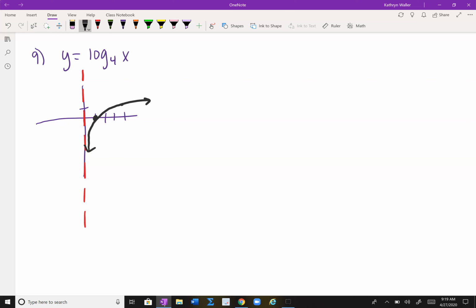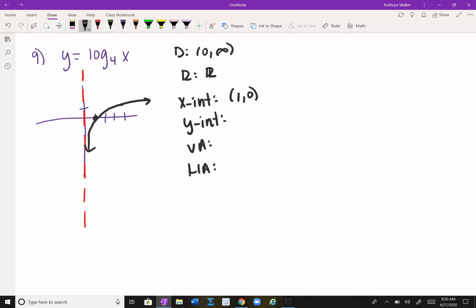Okay, and then they're asking you to find the domain. Look at the graph. That would be 0 to infinity. The zeros close with a parenthesis. Range is from the bottom to the top, all real numbers. And then we have x-intercept, y-intercept, vertical asymptote, horizontal asymptote. Okay, so x-intercept, you can look at that. That would be 1, 0. Y-intercept is never going to hit it. Vertical asymptote, that's what that is, the red one, crosses the x-axis at 0. Horizontal asymptote would be none. Okay? All right, and then question 10.